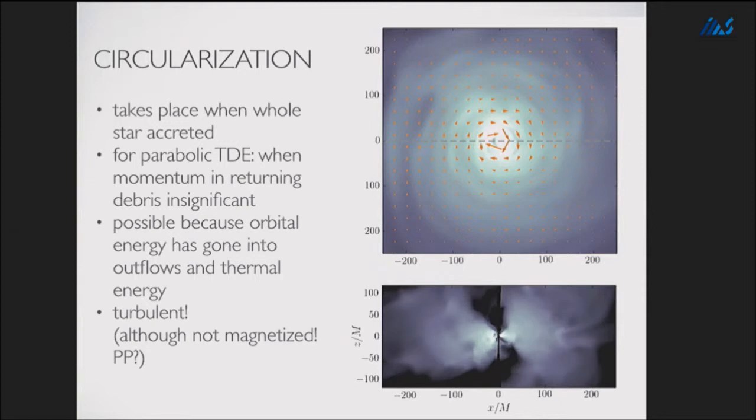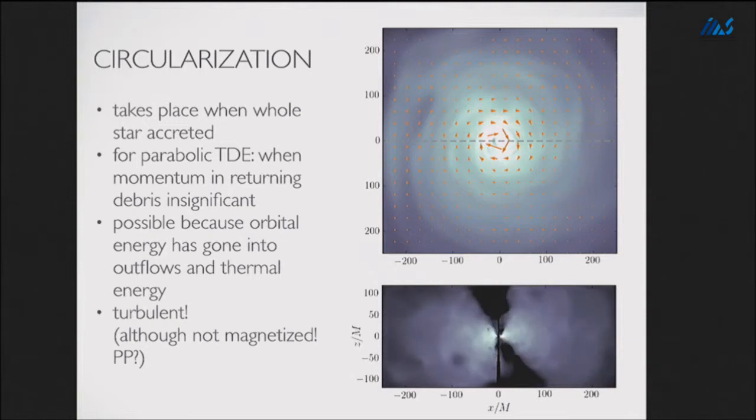So what happens? The circularization takes place once all the debris is down in the inner region. And why is this circularization possible at all? We originally have angular momentum and specific energy corresponding to an elliptical orbit, but we end up with a circular orbit at much smaller radius. How is this possible? To obtain a circular orbit at a lower radius, we need to get rid of the orbital energy. And this actually happens.